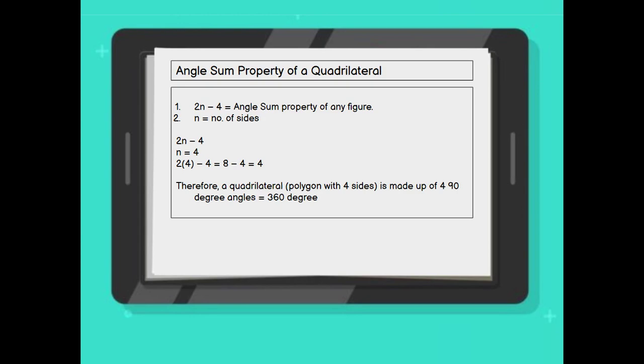Similarly, if I want to try for a triangle, n will be 3. 2 3s are 6, minus 4, 2. So there are 2 times 90 degrees in a triangle, or a triangle is made up of 180 degrees. Therefore, angle sum property of a triangle having 3 sides is 180 degrees.